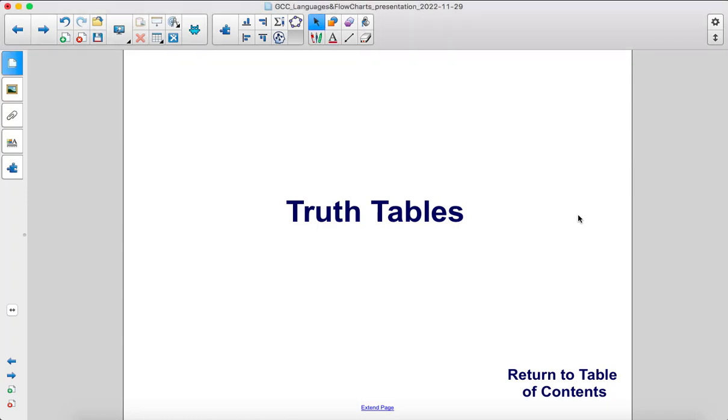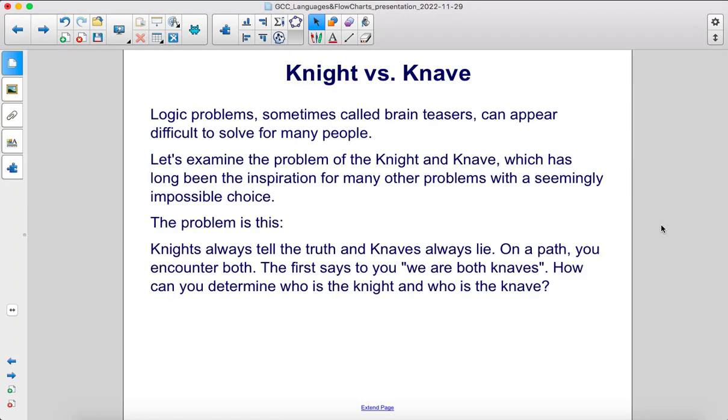Truth tables. Logic problems, sometimes called brain teasers, can appear difficult to solve for many people. Let's examine the problem of the knight and knave, which has long been the inspiration for many other problems with a seemingly impossible choice. The problem is this: knights always tell the truth and knaves always lie. On a path, you encounter both.